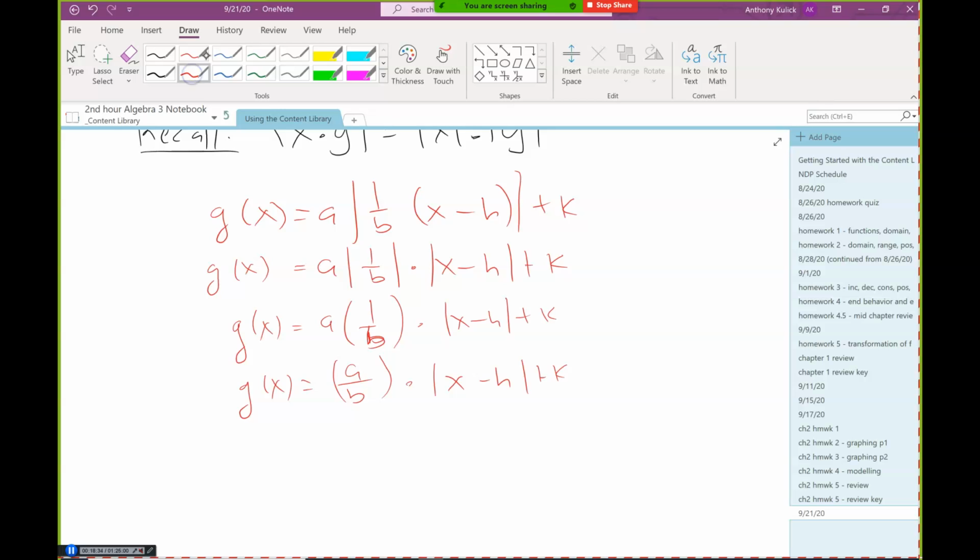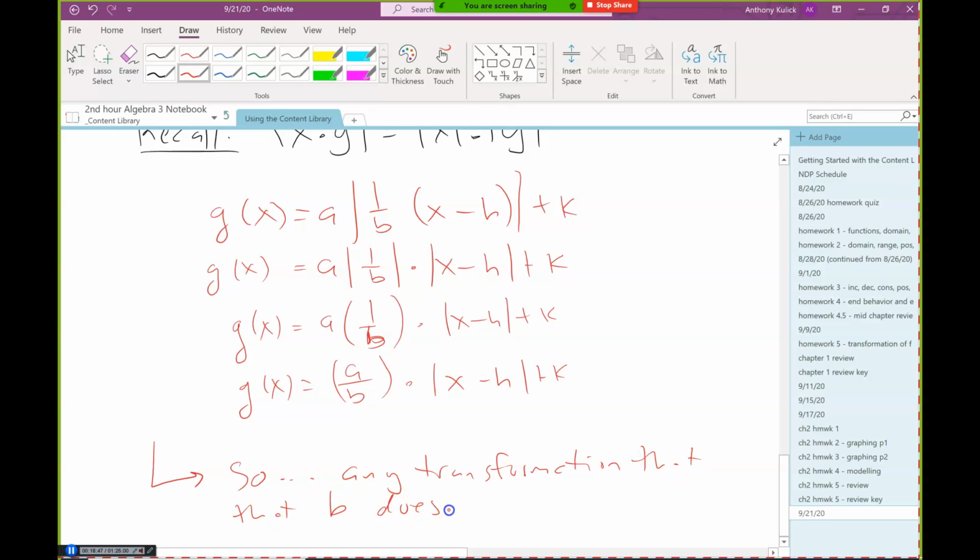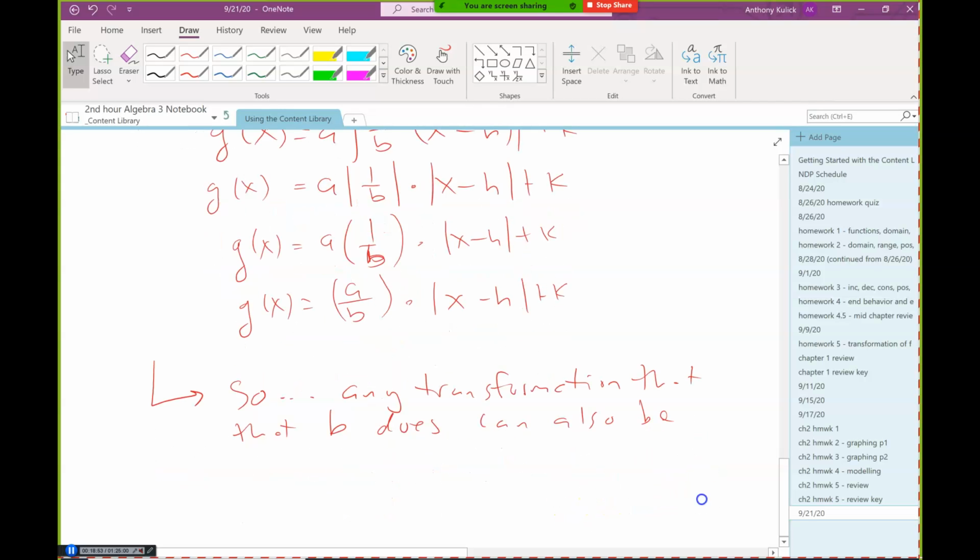what it's saying is that any transformation that b does can also be done by a.